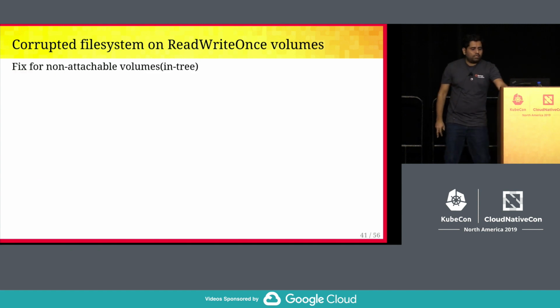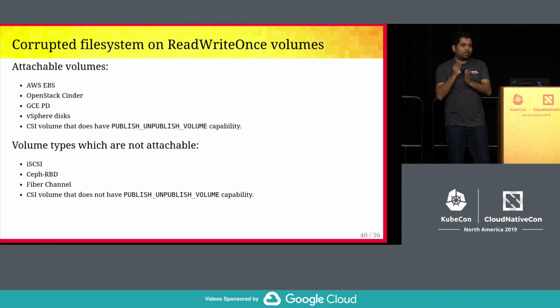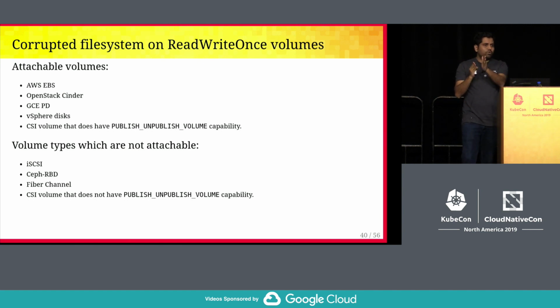So as you can imagine, for the bugs that happened with Ceph RBD and Fibre Channel, because the volume is not published through a control plane, they could be directly placed on a node. The access modes weren't enforced. That's why these bugs happened.